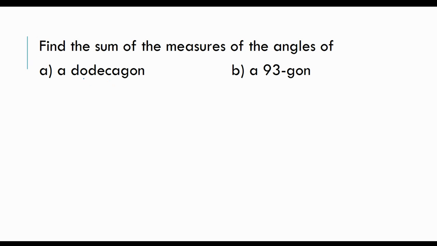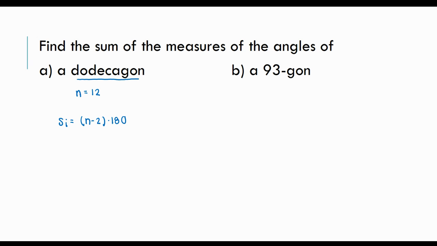In part A, if it's saying a dodecagon, well, that's going to tell us exactly what n is. N is going to be, in this case, 12, based off that list of all the vocab that we just talked about. So remember, if we're talking about the sum of our interior angles, I want n minus 2 times 180.